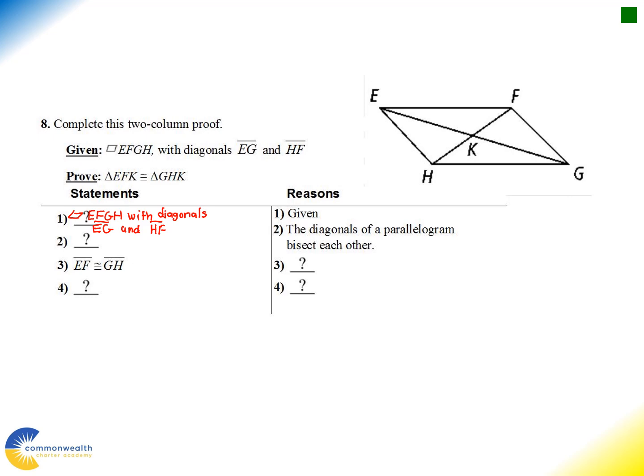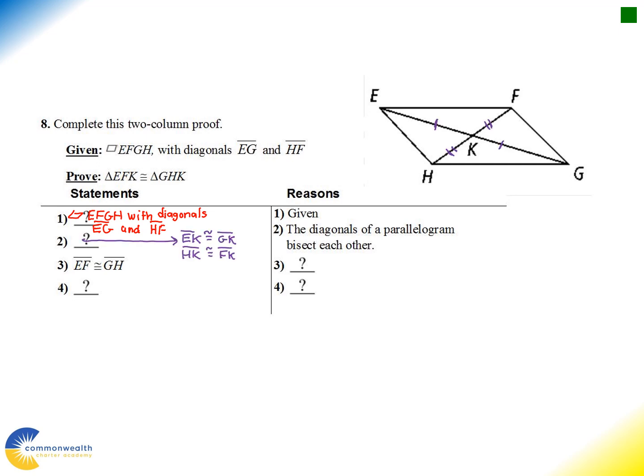Now for number 2, it says the diagonals of a parallelogram bisect each other. That's actually a theorem. That's one of the characteristics that we know about a parallelogram. What's that going to help us find? What does it mean to bisect? Well, if they bisect each other, that means that when I look at segment EG, one of the diagonals, K should be the midpoint. That means that EK and GK should be the same measure. And I should be able to make the same kind of conclusions with diagonal HF, in that HK and FK are the same measurement and congruent to each other.